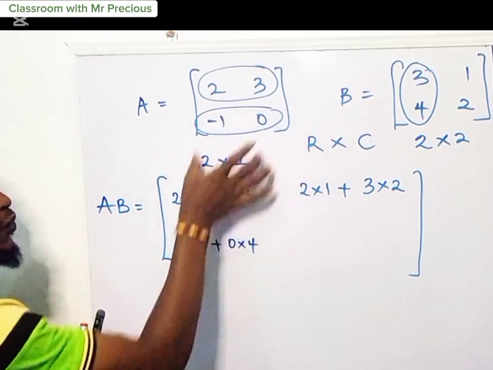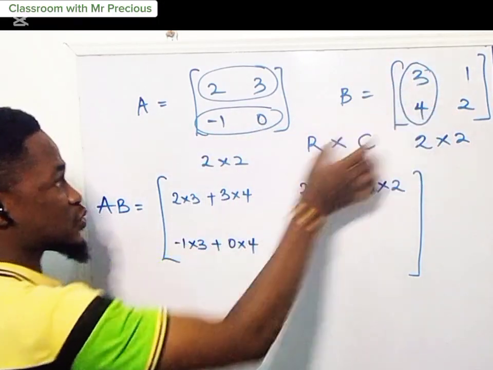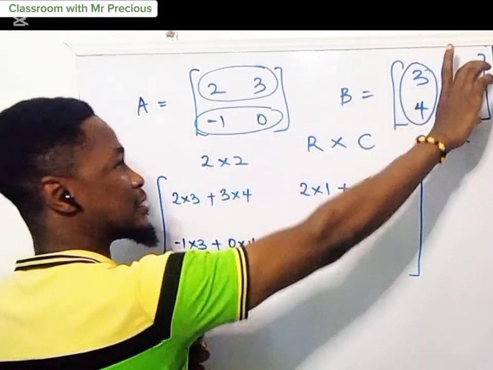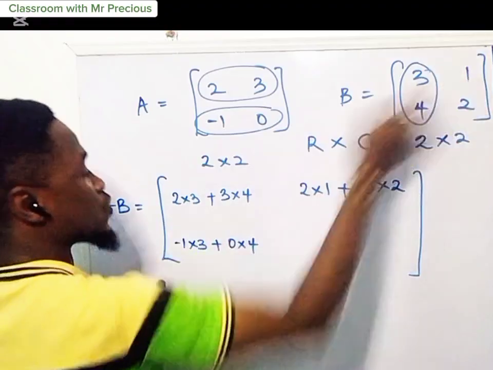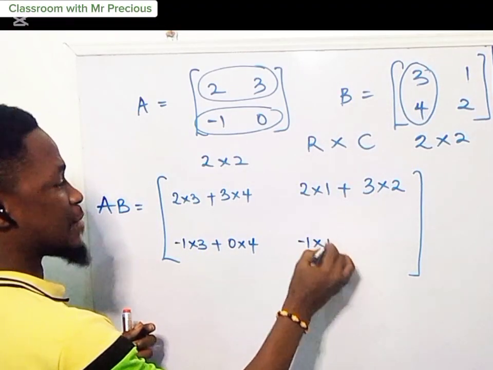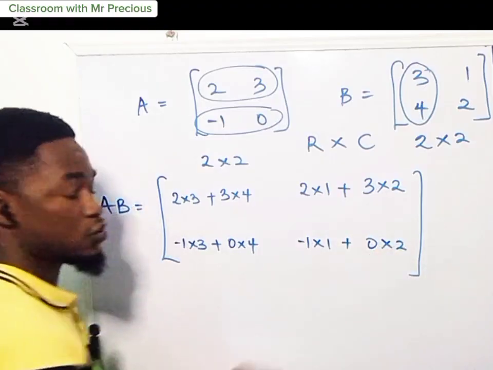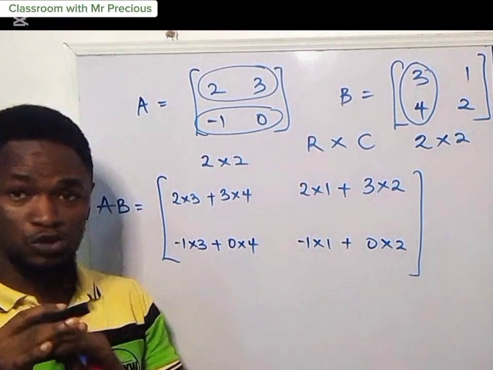For us to come down, we came down here and multiply the first one. So for us to go here, we'll multiply this down with the second one, which is minus 1 times 1, minus 1 times 1 plus 0 times 2. So you just have to practice this for you to know the pattern.